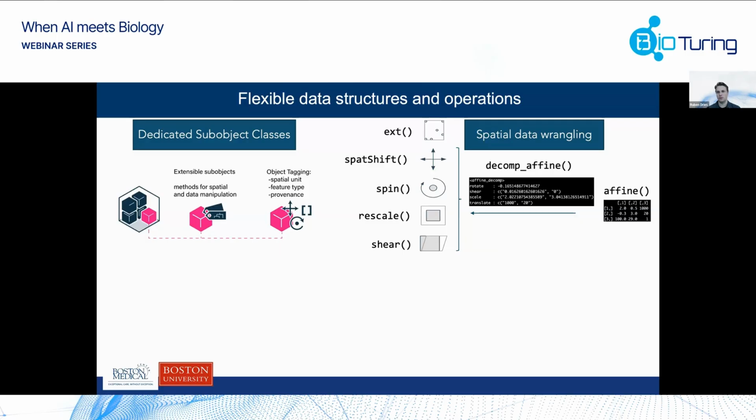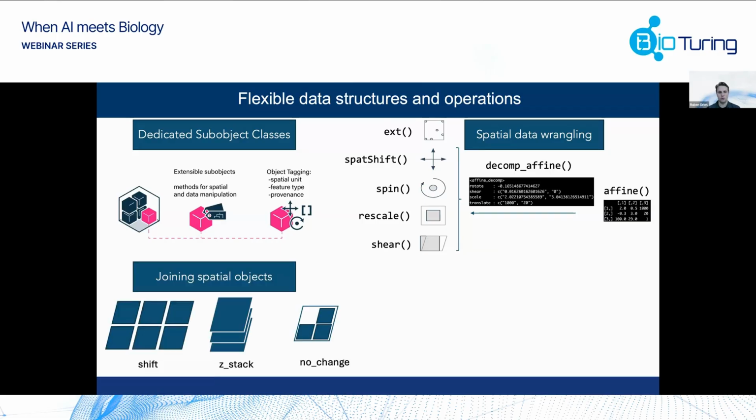By having these separate sub-objects, you can also work a little bit more easily with all types of spatial methods, including spatial data wrangling. That's what we call it. Like making shifts, spins, anything you need to align different data sets to each other. That is just data set alignment, but joining spatial objects also becomes really easy, whether you want to shift them all together in the same field of view, create a Z-stack if you have 3D data, or make no change.